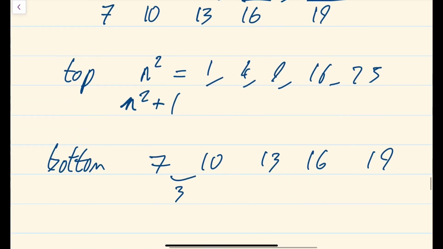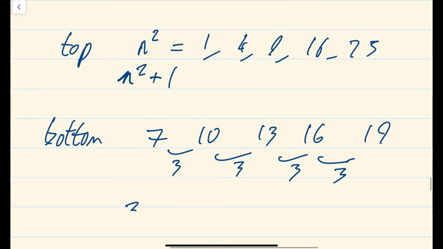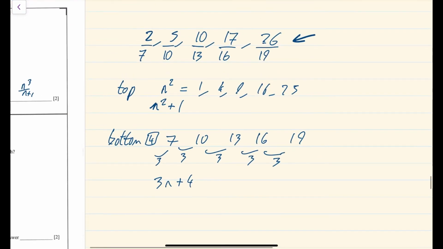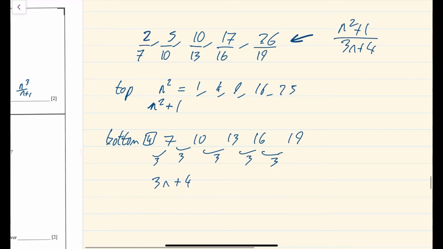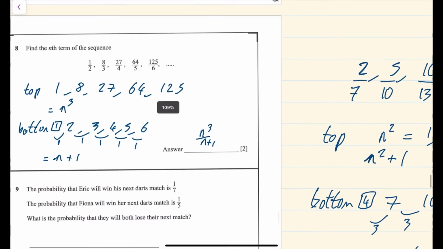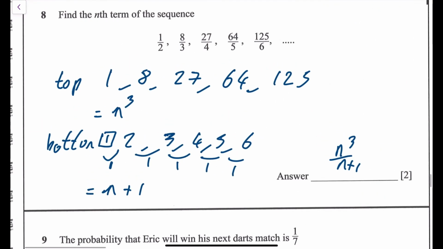It's going up in 3 each time, which tells me there's a 3n involved. And if you went back by 3, you're going to get 4. So it's 3n plus 4. So overall, this whole sequence would have been n squared plus 1 over 3n plus 4. So that's what you're going to have for that one. Okay, so treat it as a top line and a bottom line, 2 separate sequences, and then put them together at the end.